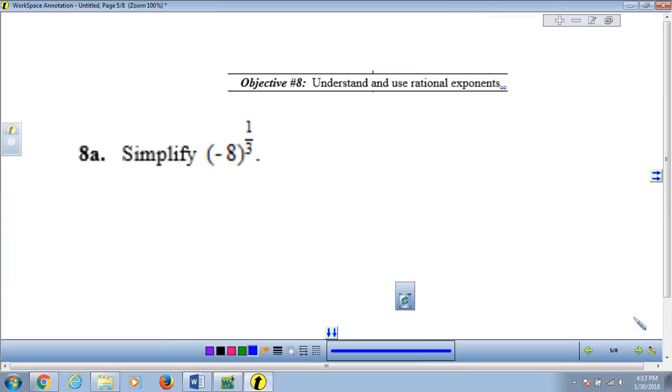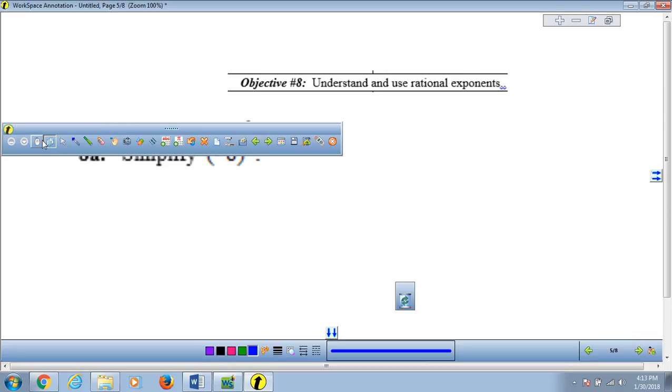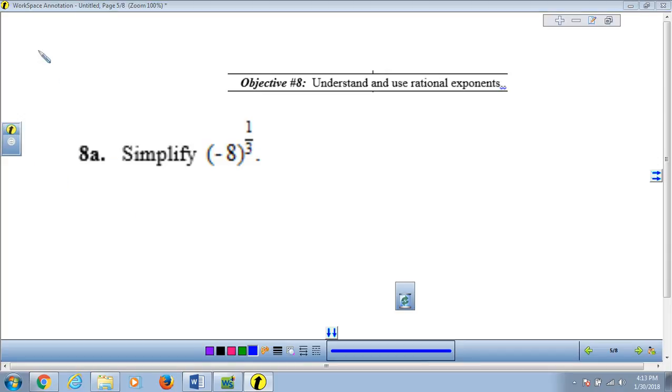So this next objective says, understand and use rational exponents. So for simplifying, and the instruction here is simplifying, right? So for simplifying this, we're going to use one rule. This rule says, if you have an expression raised to a fraction, to a rational exponent, rational is a fraction, you could simplify this by rewriting it in a radical, where the denominator on the fraction is going to become the index on the radical.